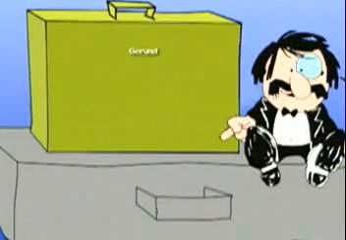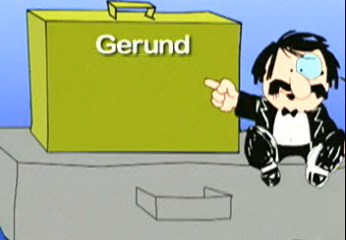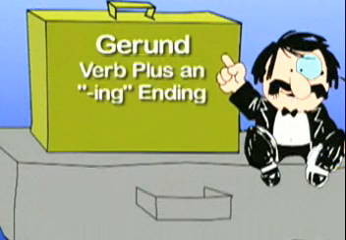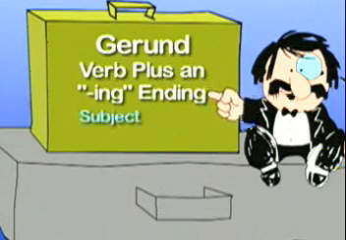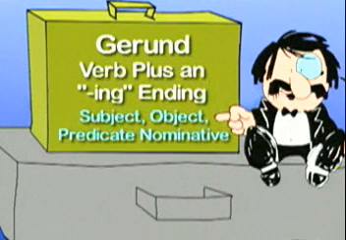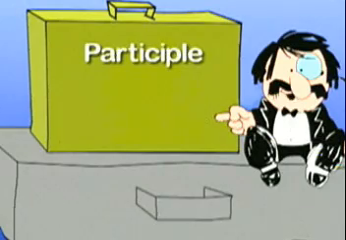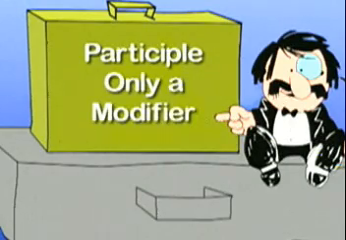I proceeded to gerunds, since Nemesis was catching on so quickly. A gerund, I said, is made up of a verb plus an -ing ending, just like a participle. But the gerund has a different function in the sentence, as a subject, object, or predicate nominative. So don't mistake it for a participle, which again functions only as a modifier.